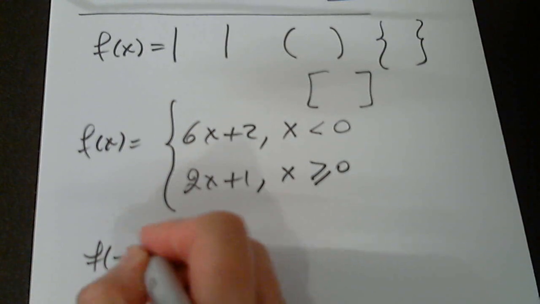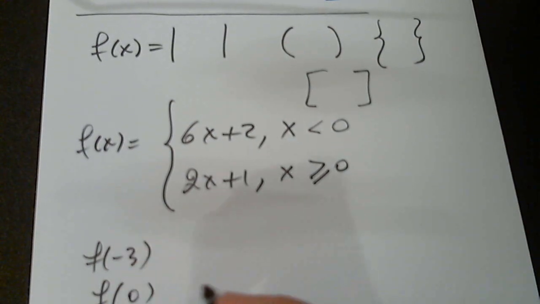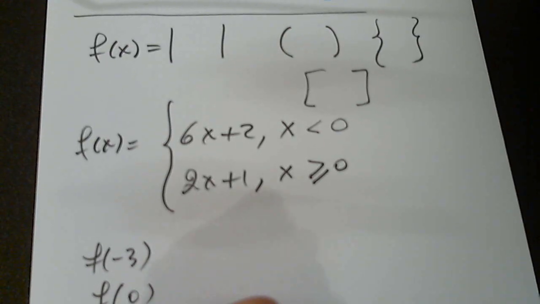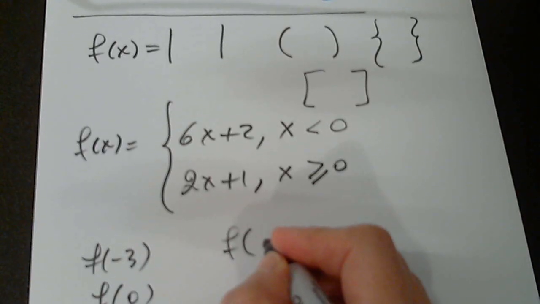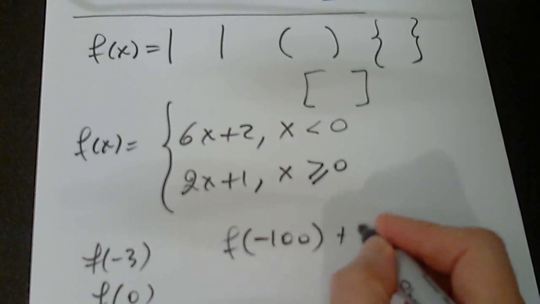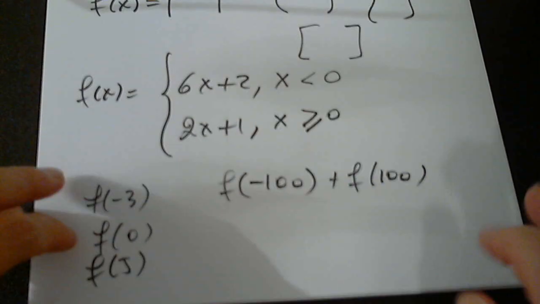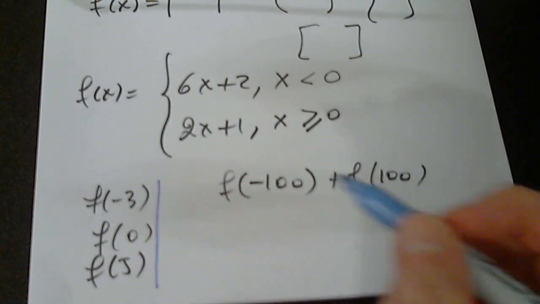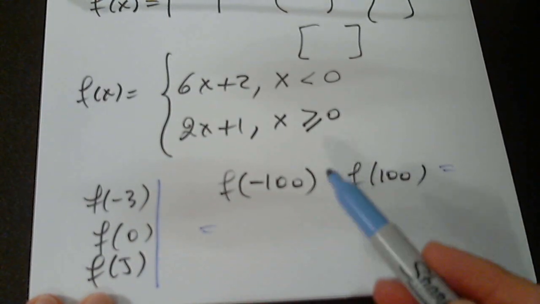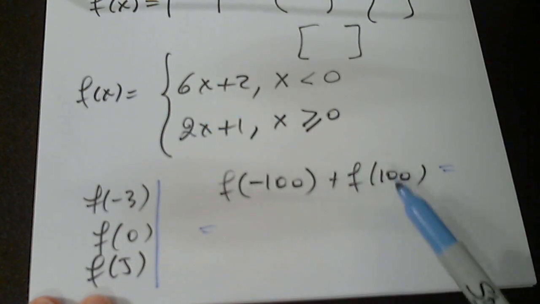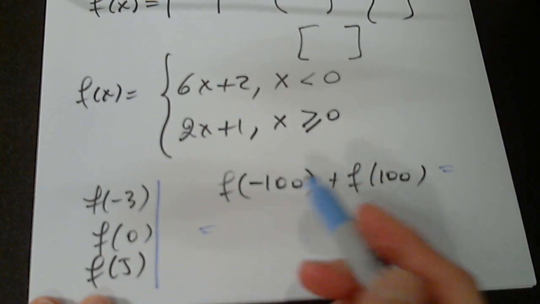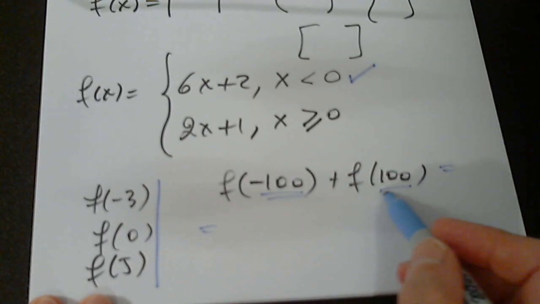You want f of -3. You want f of 0. You want f of 5. No, the D: f of -100 plus f of 100. Okay. Perfect. You can stop sharing now. Excellent. Thank you so much. So this is not required. In order to determine this sum, I have to plug in -100 in here and 100 in here, because -100 is here and positive 100 is here.